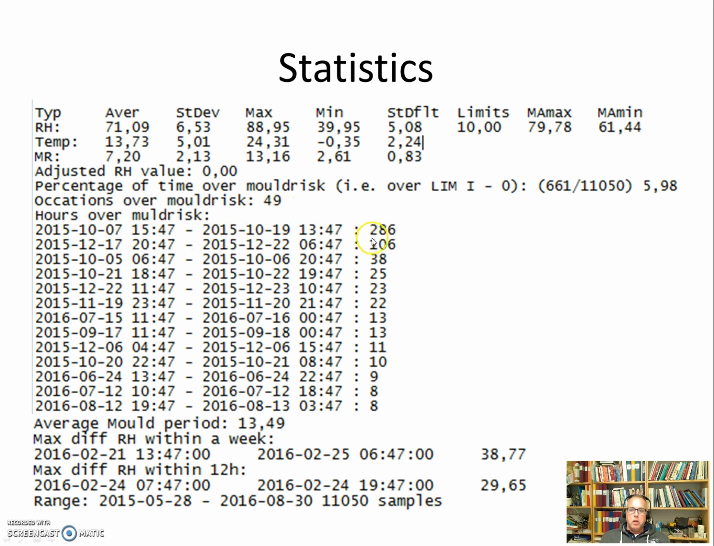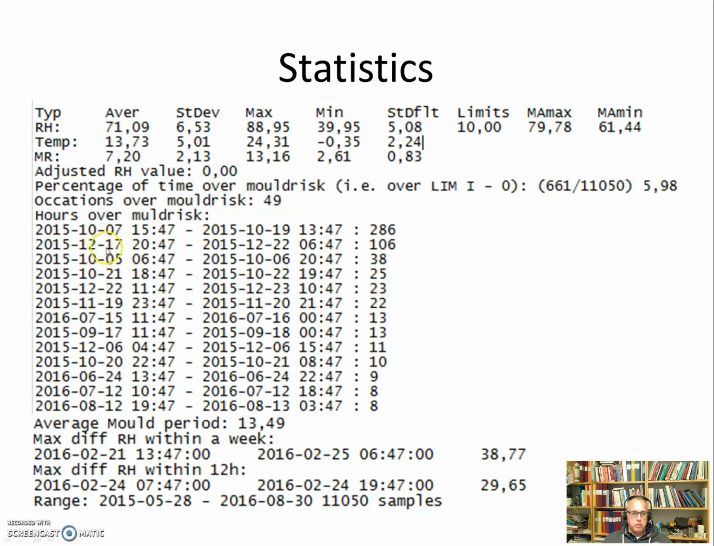Here we can see the longest one, from the 7th of October 2015 to the 19th of October 2015. We had bad climate for 286 hours in a row. So this is a really bad time. This is 246 hours. It's 12 days in a row. So during this time, mold could have started growing.